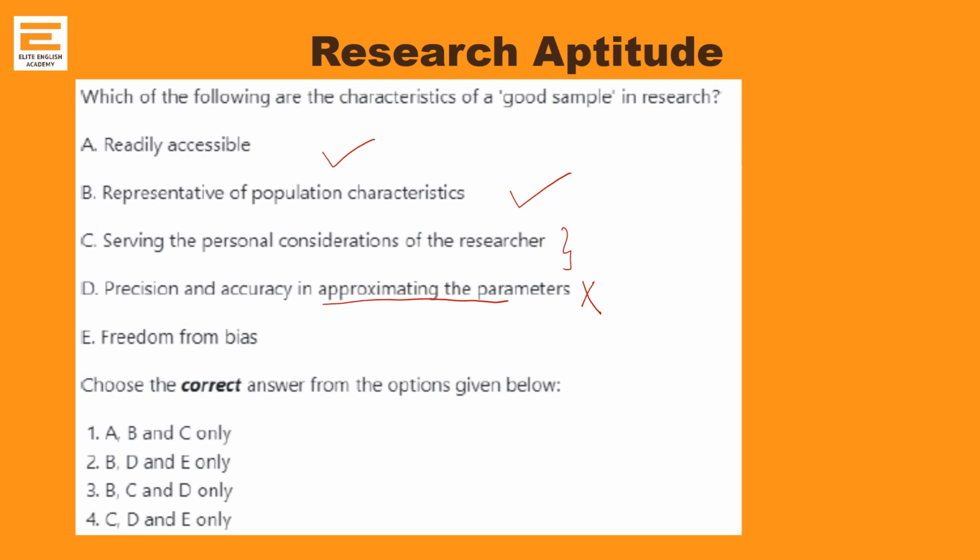Freedom from bias. So again, that also goes away. So here, look at this third option, serving the personal consideration. This is the highly misleading phrase that may mislead the students in this particular question. Here, what is the personal consideration? The personal consideration of the researcher is doing the research. So this option can also be accepted. So what should be the answer of this particular question? A, B and C. Naturally, option 1, that is A, B and C becomes the answer.